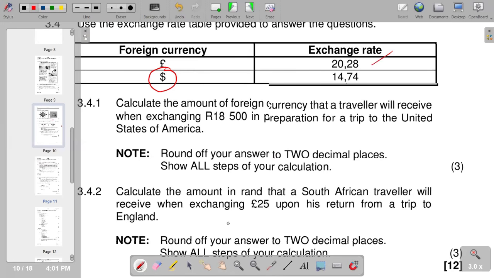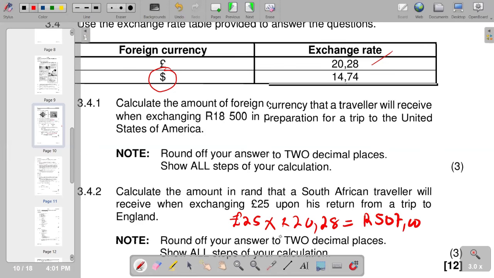So basically, it's going to be 25 pounds, and then we multiply by 20.28, and then we get a product there of 507 rand. So this is the calculation that we have on the second part.